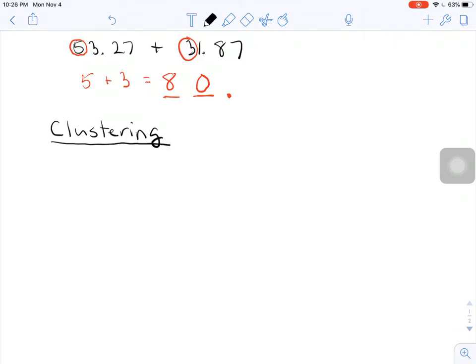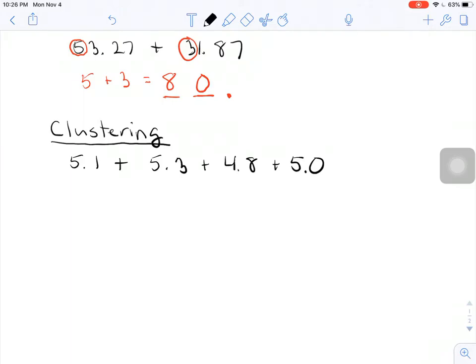So if you have numbers that are very, very different from each other and they're not anywhere near the same number, then you would not want to use clustering. So this is an example of a problem that you could use clustering with. Let's say we have a problem like this. This would be a good clustering problem because if we check to see if the numbers are all close to the same number, they are.